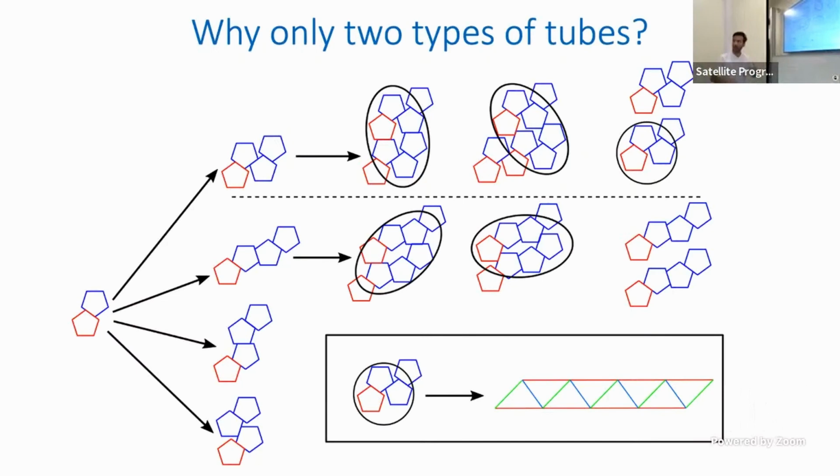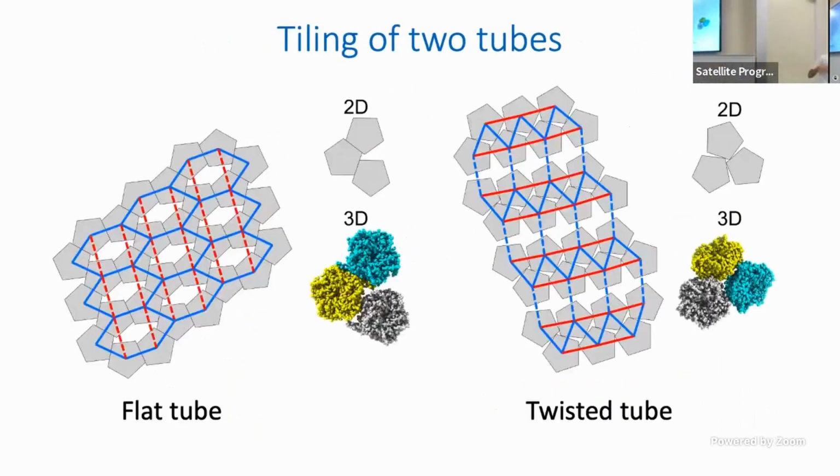So we see that by just counting all the possible ways, we either get a flat tube or we get a twisted tube. So there are no other possibilities. And if we look at the tiling of them, this is the tiling of the flat tube. That's when I was talking about the squash hexagon. If you look at the pentagon for a flat tube and you open it, you see the squash hexagon, squash hexagon, squash hexagon.